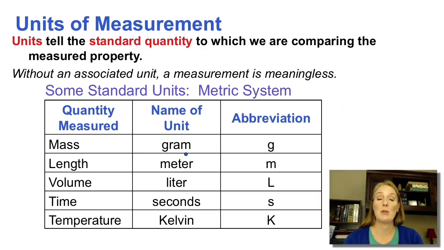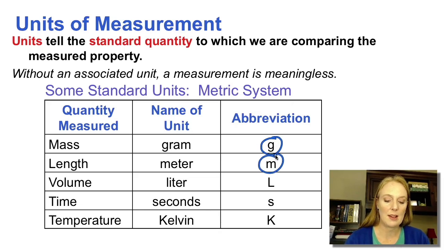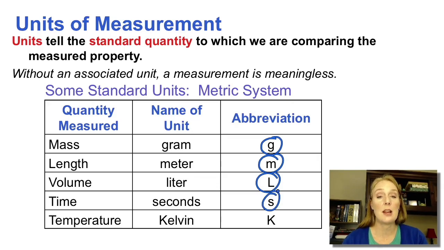Now in science, we tend to use the metric system as units for measurement. And the standard units of measurement in the metric system are the gram for mass, abbreviated as lowercase g, the meter for length, abbreviated as lowercase m, the liter for volume, abbreviated as capital L. I don't know why they decided to use capital for that, but they did. In time, we use seconds, abbreviated as just a lowercase s. And for temperature, we can use either Celsius, which is degrees C, or Kelvin, which is just capital K. So those are the standard units.